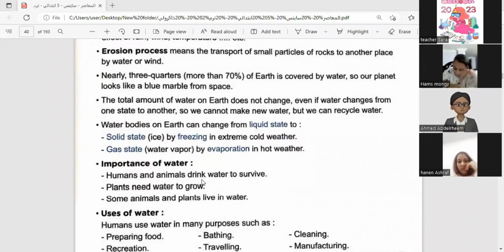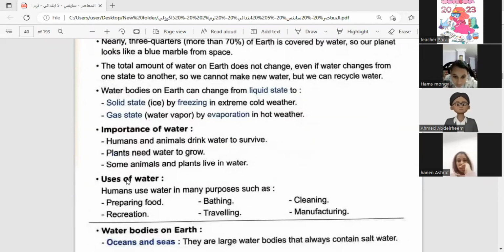Humans and animals drink water to survive and live a long time. Plants also need water to grow and survive and make their own food by a process called photosynthesis. And also some animals and plants live in water, like fish, dolphins, whales, and algae. All of these live in water.